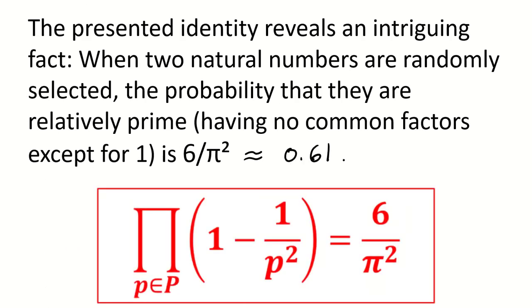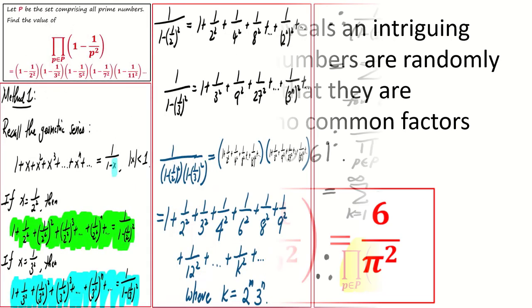This identity reveals an intriguing fact. When two natural numbers are randomly selected, the probability that they are relatively prime is 6 over pi squared, which is approximately 0.61.